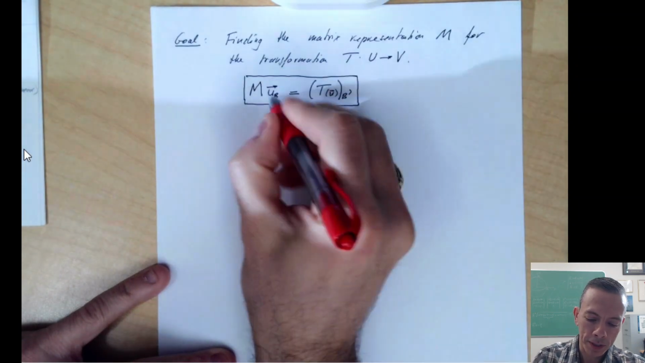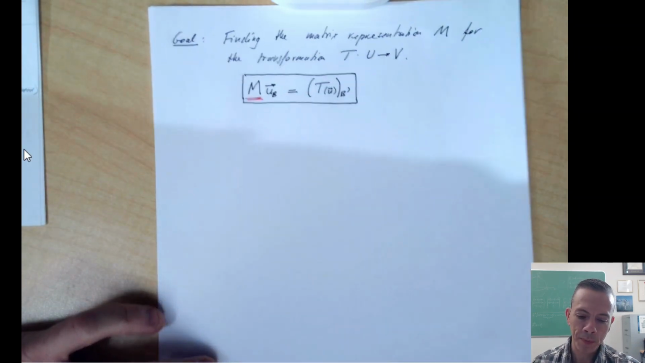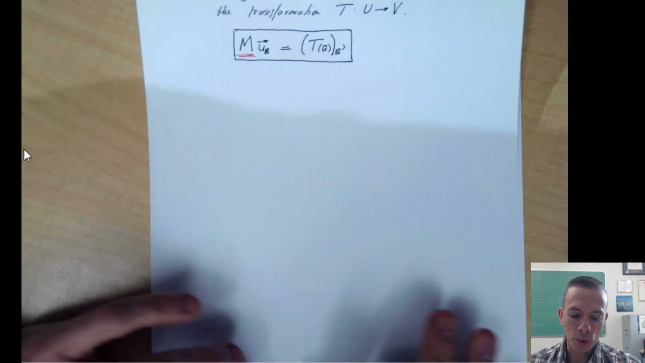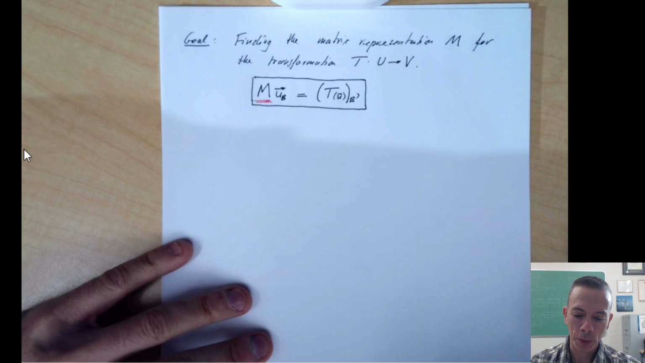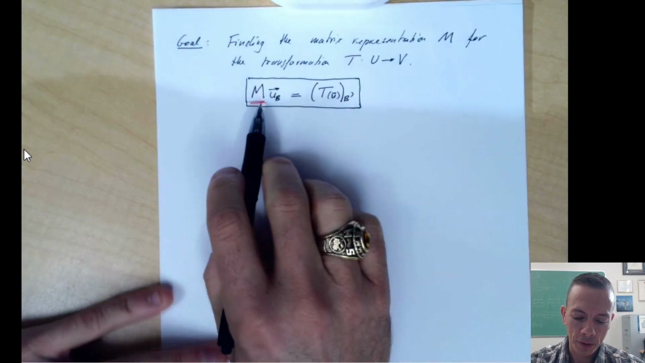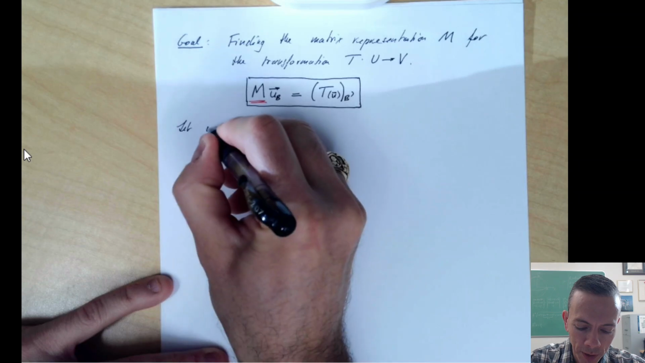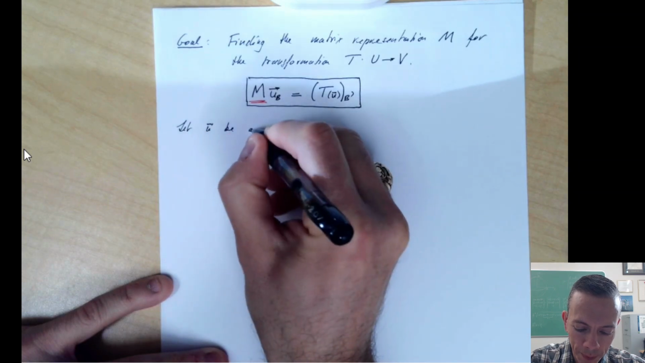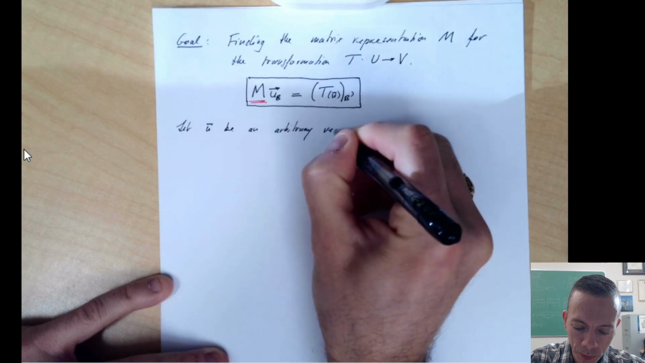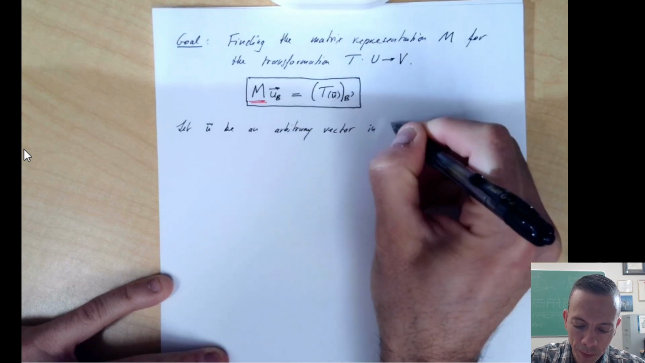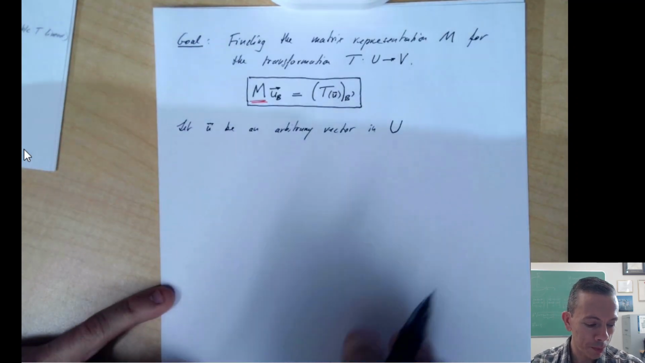So, this here is the standard matrix that we're looking for. For this, we're going to start with an arbitrary vector in U and go through the process of writing it according to the bases. So, starting with an arbitrary vector little u in U.